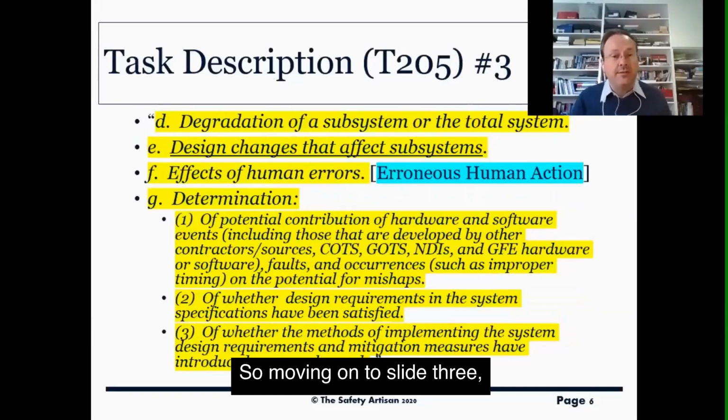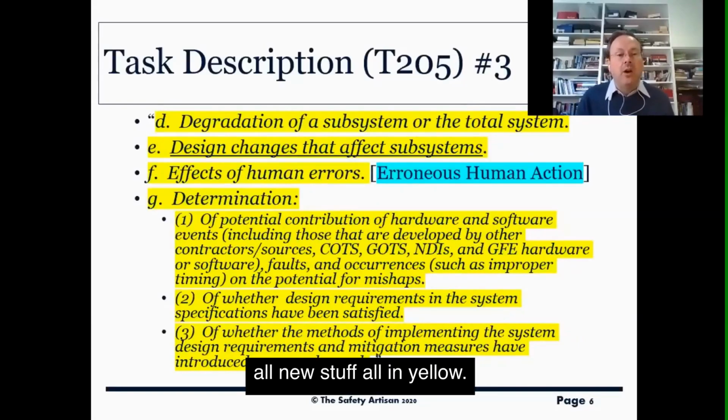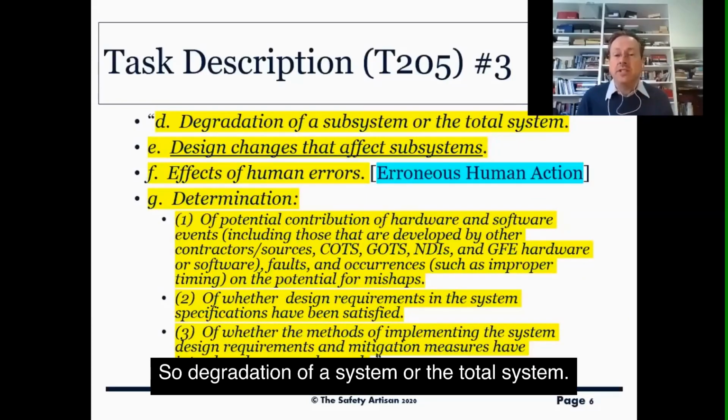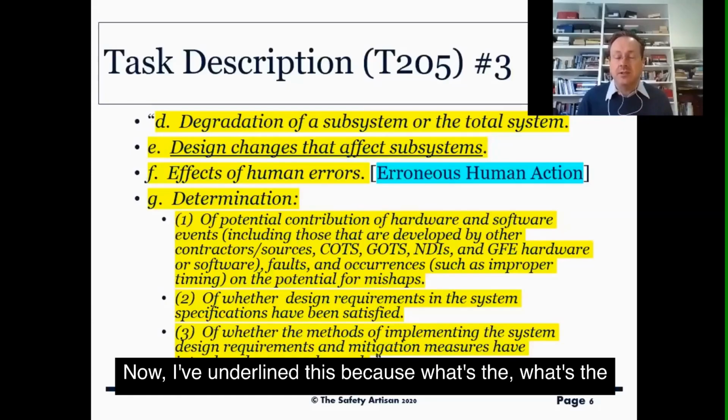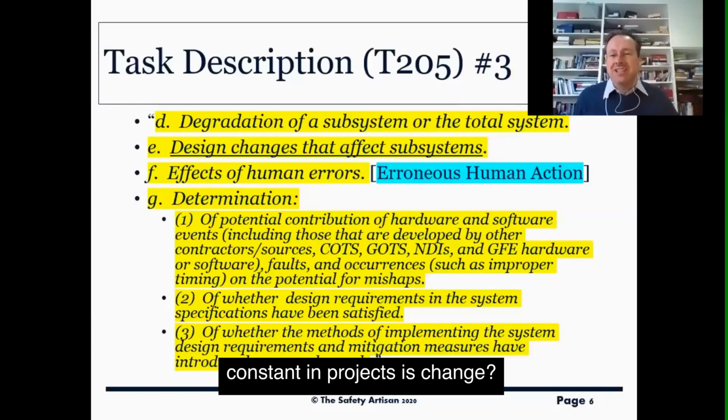So moving on to slide 3, all new stuff, all in yellow. So, degradation of a system or the total system. Now I've underlined this because what's the constant in projects is change.